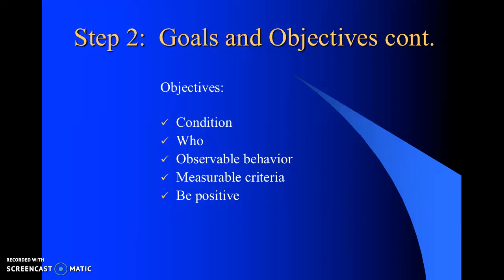There are 5 things to look for in a learning objective: the condition, who the objective is for, the observable behavior or skill you're looking for. That has to be something you can see, hear, touch, smell. How it can be measured to know whether the objective is being met, and then finally it should be written in positive terms.